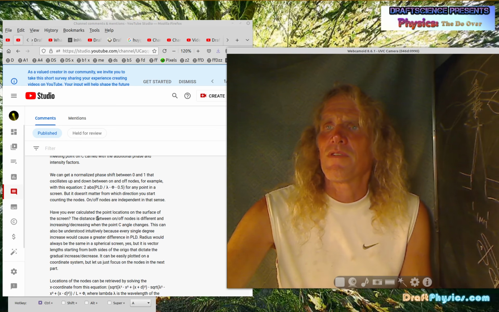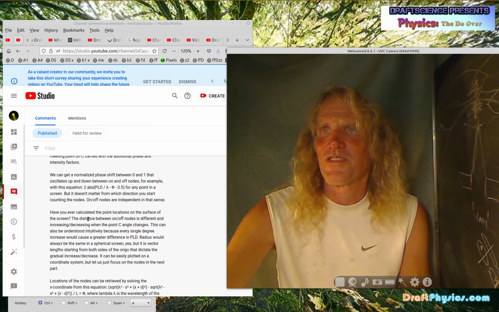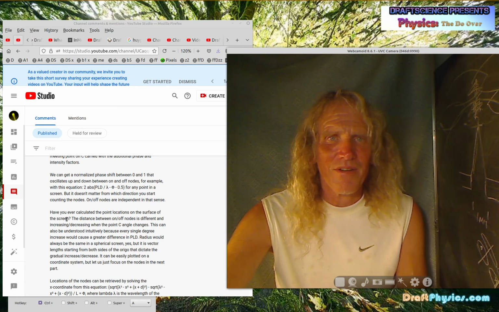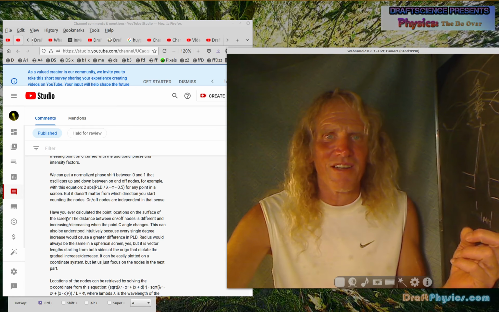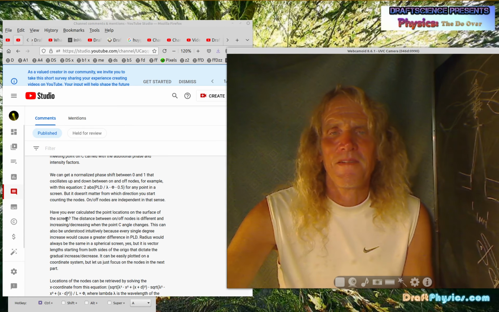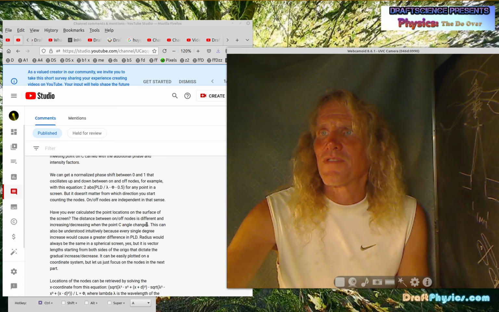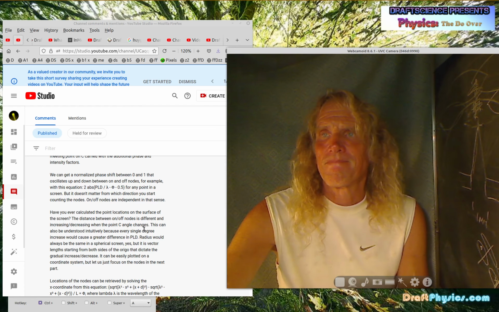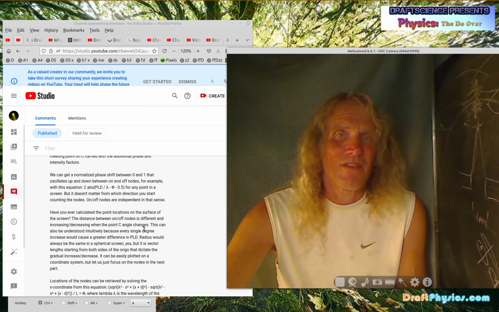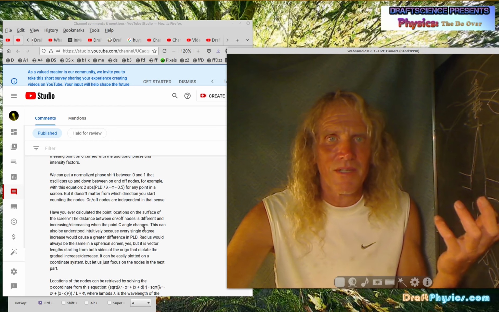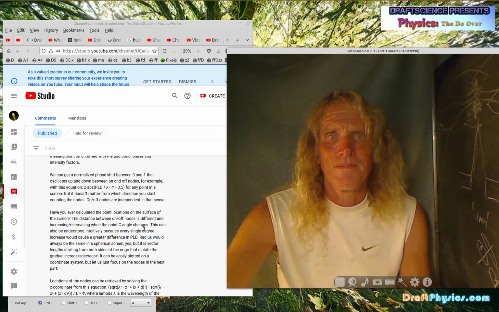All right. Have you ever calculated the point locations on the surface of the screen? I just pointed out to you how simple the calculation is. Once I know what happens at 90 degrees, I know what happens everywhere else. So I guess yes, I have. The distance between the on-off nodes is different, increasing and decreasing when the point C angle changes. No, it doesn't, because as long as you put them on this curved surface, they'll be exactly the same size. So I think you're wrong.